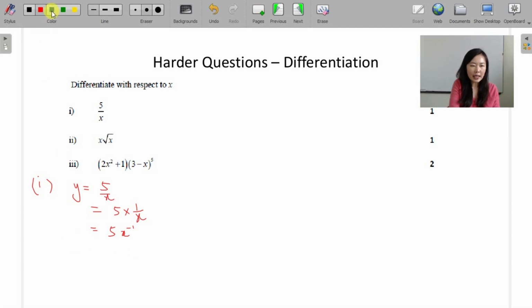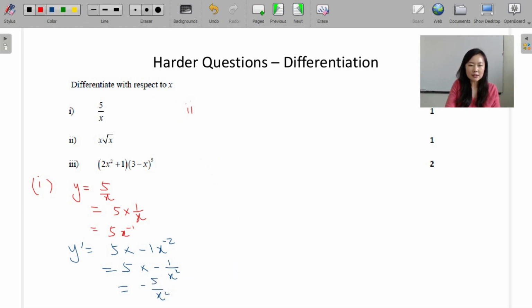All right, so y dash is 5 times, bring the power down, subtract the power by 1. So that's minus 1 on x squared. Yeah, you know I like my positive indices. All right, that's your final answer.